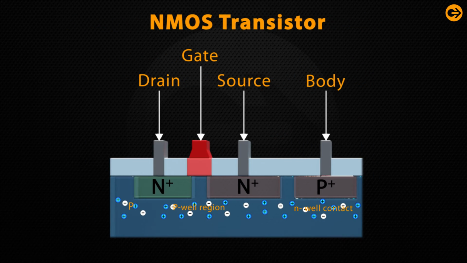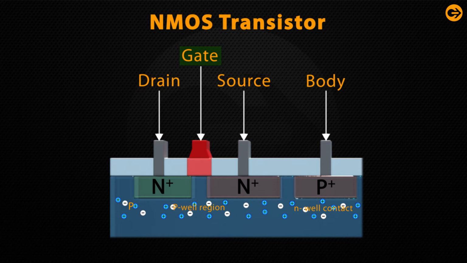NMOS transistor. The N-channel MOSFET has an N-channel region between source and drain. In this type of MOSFET, the drain and source are heavily doped N+ regions and the substrate or body is P-type. The current flows due to the negatively charged electrons.